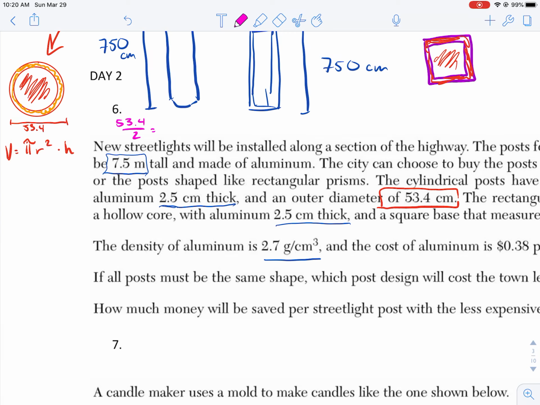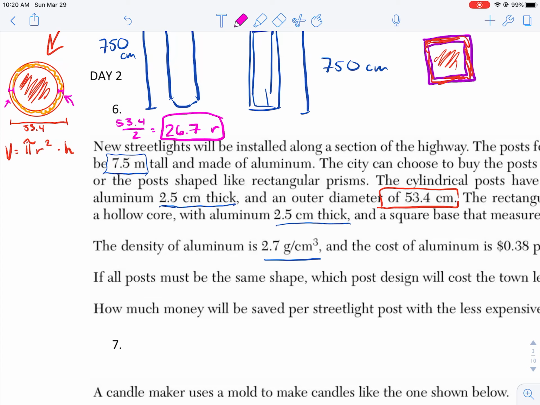And what does that give us? Where's my calculator? I thought I had it written down somewhere. I guess I didn't. 53.4 divided by 2. And you get 26.7 is the radius for our outer circle. All right? To find what our inner circle is, okay, let's not forget, all right, that this outer circle is going to be 5 centimeters thicker than the inner circle, right?